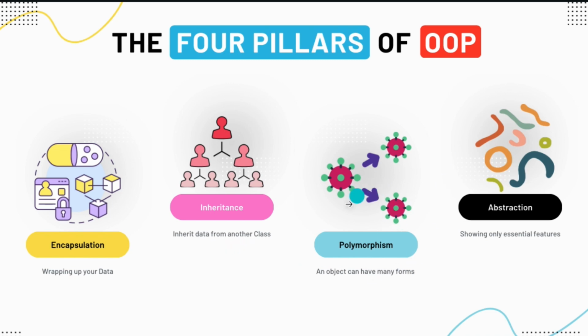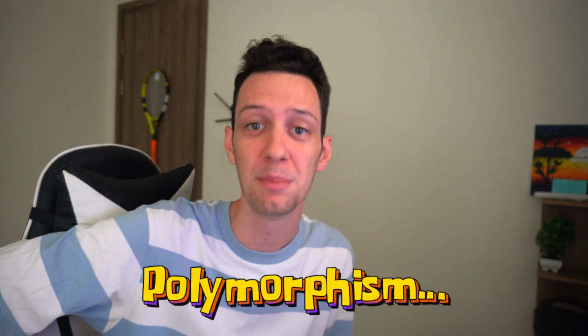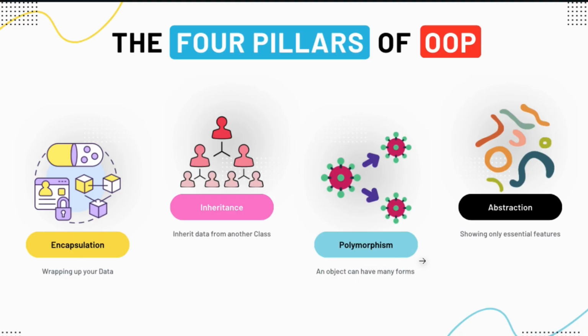Our next pillar is going to be polymorphism. That's a mouthful, okay? Not gonna lie. Until I got into programming, I didn't even know what this word was. Never seen it before in my life. So if it's a new word for you, it's okay, right? Polymorphism is really an object can have many different forms. So right now, just think cloning, okay?